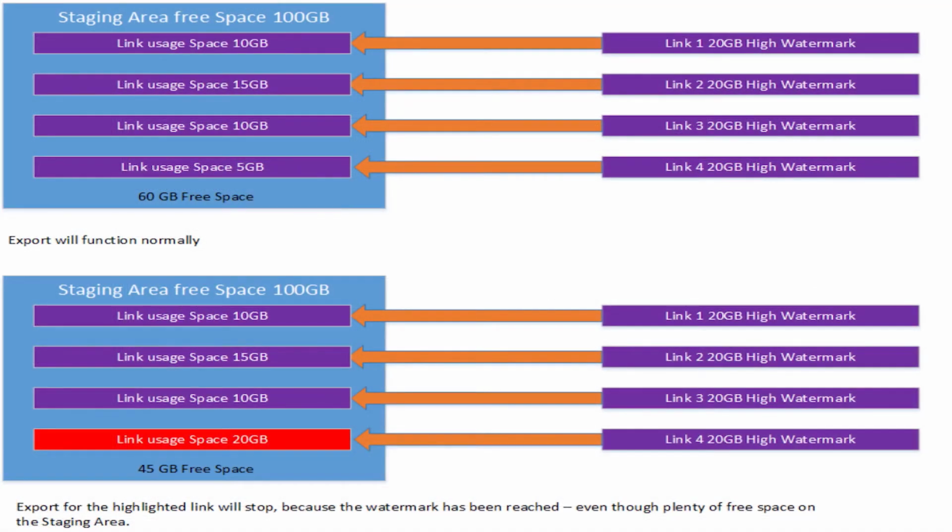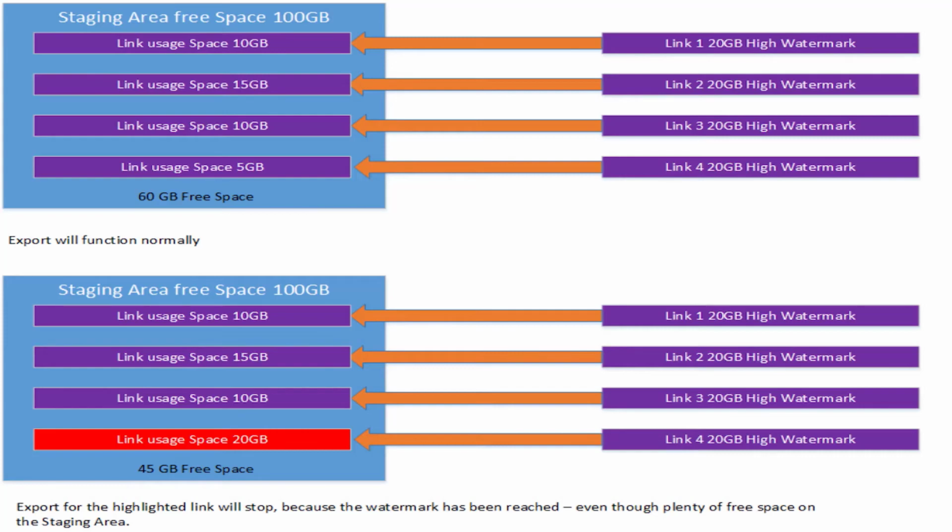A watermark is a protection mechanism to make sure that the data for one particular link or source system doesn't consume all of the available space in the staging area. The high watermark will stop exports from happening when the amount of space consumed from the disk by this link exceeds the configured value. In some cases, you might have plenty of space free on the staging area, but exports will not run for some or all of the links because of the high watermarks that might have been configured.